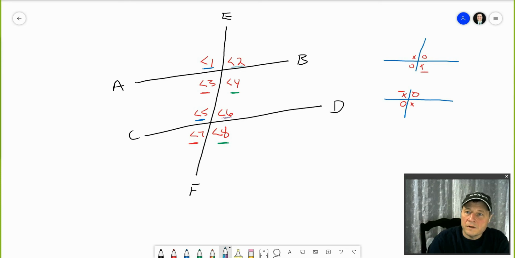Right? So all the X's mean they're the same angle. All the O's mean they're the same angle. So I'm saying angle 1 and angle 5 are the same. Is that true? Angle 1, angle 5, they are in fact the same. Angle 3 and angle 7, they are the same. Okay, so that's your principle 3. Again, that's in your document that I sent you.